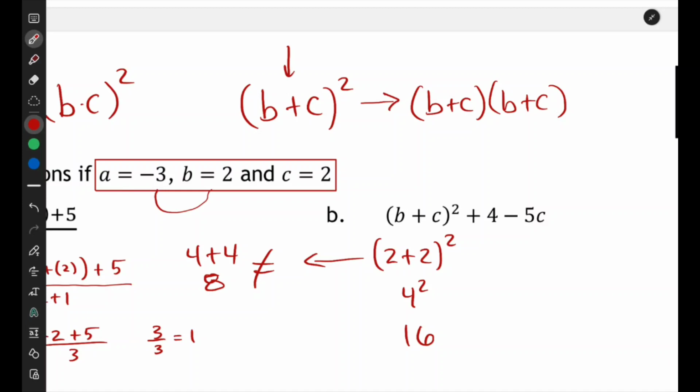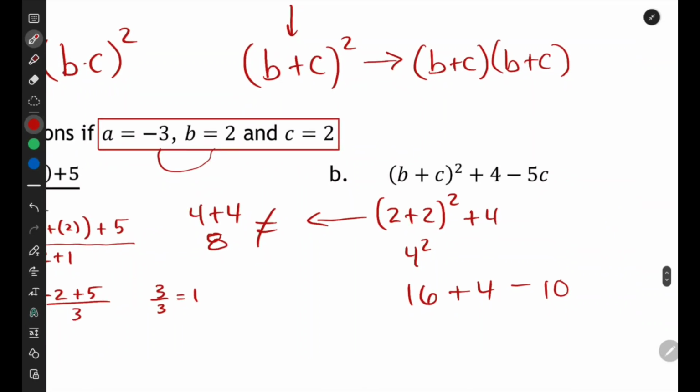I get 16. I'm going to add an additional 4 plus an additional 4, and then I'm going to subtract 5 times c. C is 2, so what am I looking at here? Just subtracting 10, I think. Did I do that wrong? No. It's going to be plus 5 times 2. So I've got a positive 4. Ooh, no, this is minus 10, minus 10.